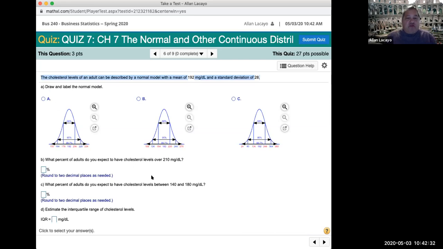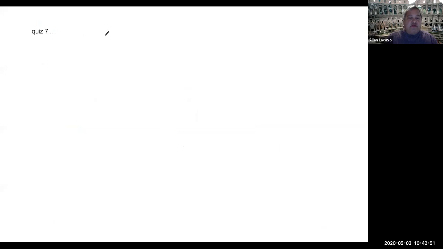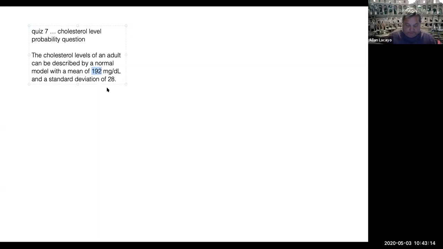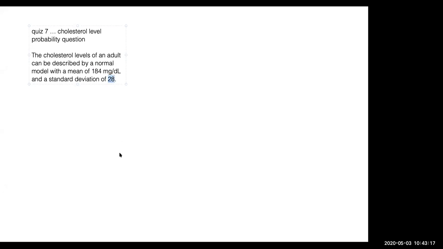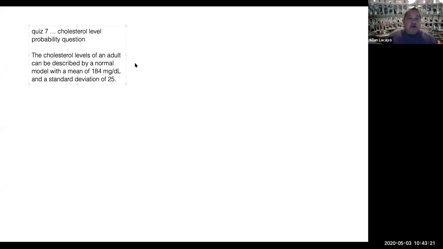So notice how they ask you about the cholesterol level of adults. I'm going to go back to make a board out of it, and rather than using my numbers, I'm going to use your numbers. Does that make sense? So this is the cholesterol level probability question in the quiz. In your case, what is the average level of cholesterol? 184. And what is the deviation? 25.